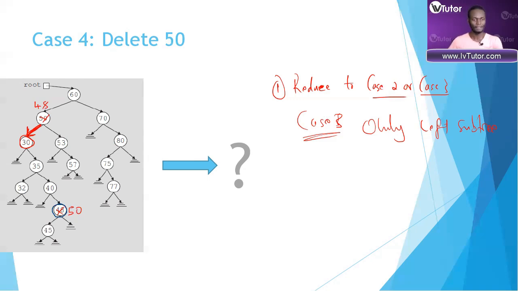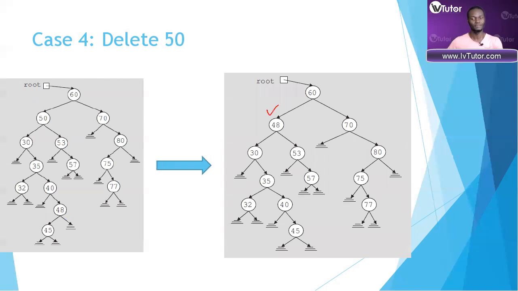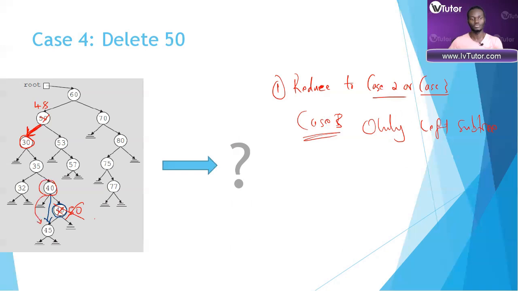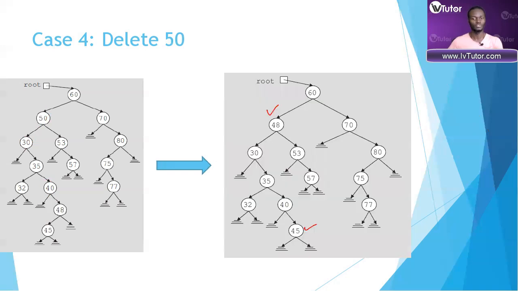And once we do that, our 50 is now here, and you can see it only has a left subtree. Once it's reduced to case 3, we can now apply case 3, which says just take the parent and link it to your left subtree. And then we can get rid of our 50, which means eventually our tree looks like this. So we've got our 48 here, and our 50 is gone. We've got our 45 here, because we linked 40 straight to 45. So you can see 40 goes straight to 45. That is how you deal with deleting a node in a binary search tree.